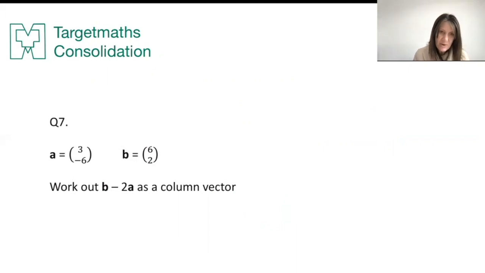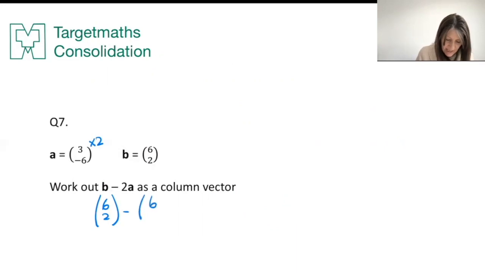Okay, so this question is asking us to do b minus 2a. So b is (6, 2), and then we want 2 lots of a. So if I times this one up, and remember I'm taking away, 3 2s are 6, and minus 6 times 2 is minus 12. And then we literally do what we see.